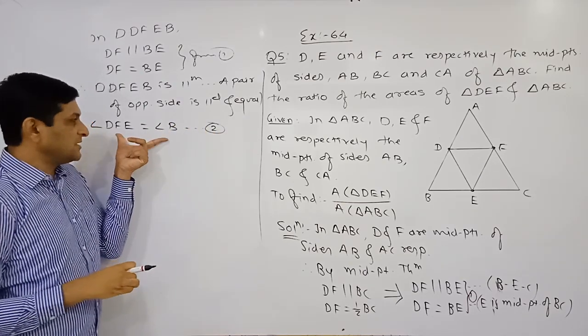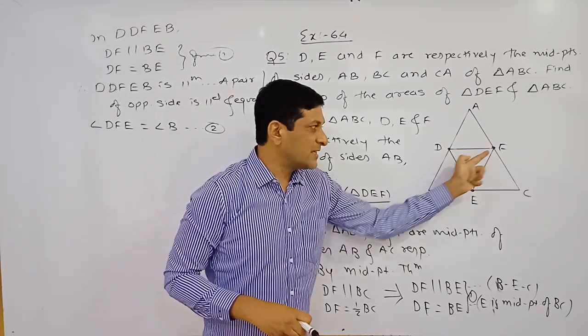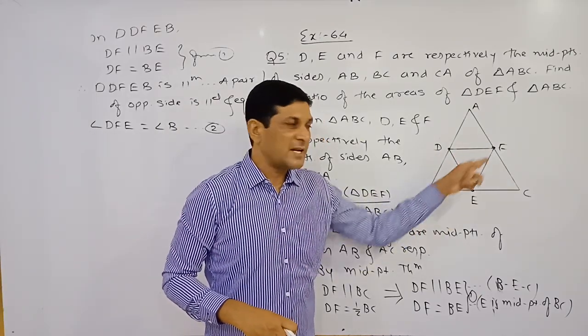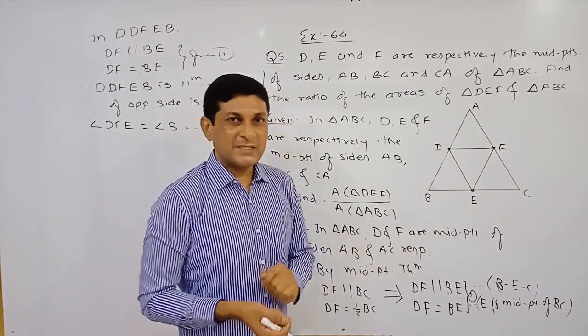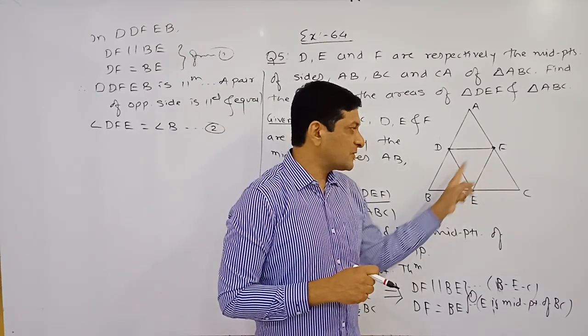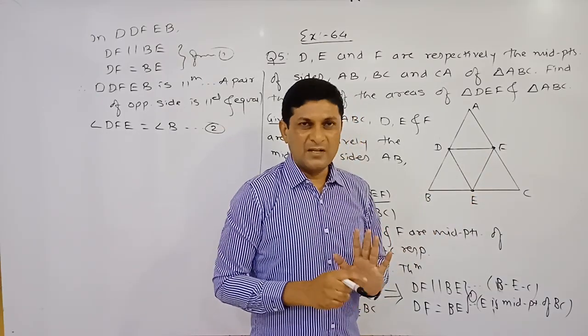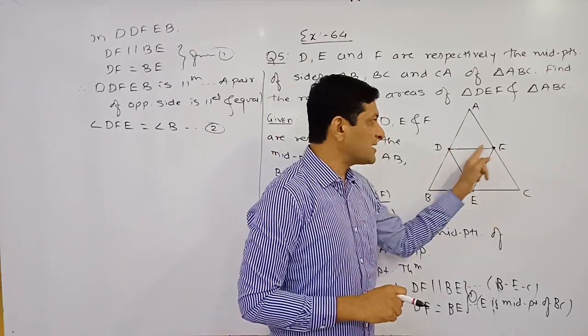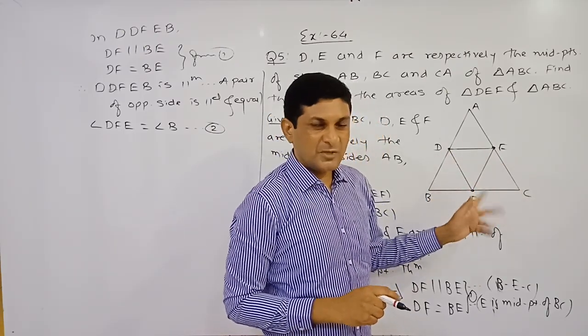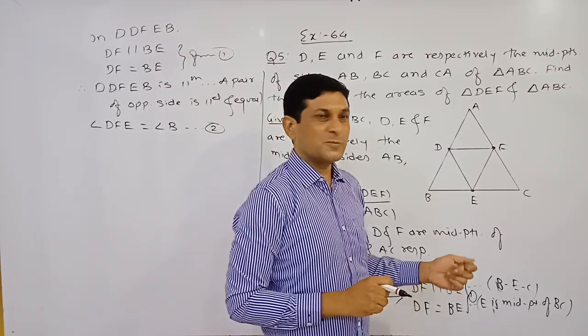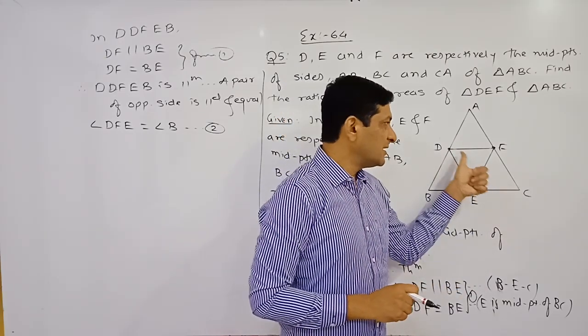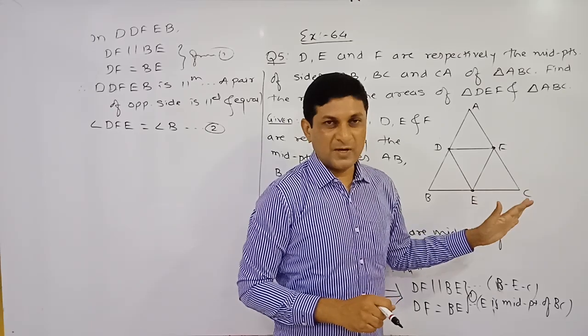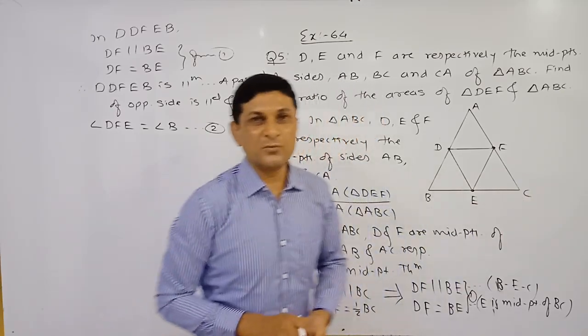To get this result, to show that these two angles are equal, we have shown that this quadrilateral is a parallelogram. And since this quadrilateral is a parallelogram, opposite angles are equal. Using the same method, we are able to show that this quadrilateral is also a parallelogram. If this quadrilateral is a parallelogram, we can say that these opposite angles are equal. The exact same method we have to use.